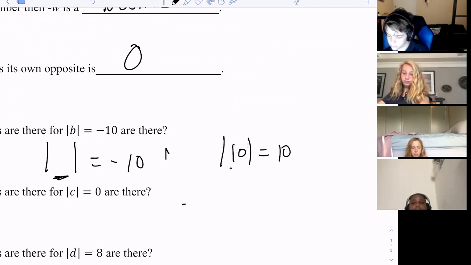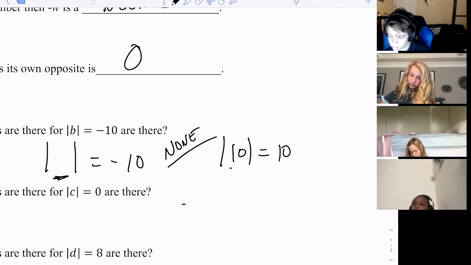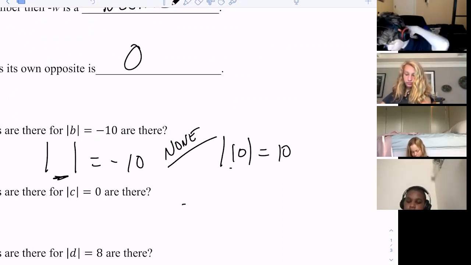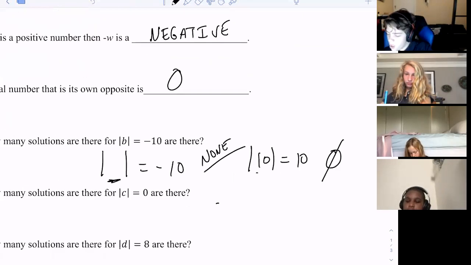So how many solutions are there? In this one, we would say there are none. No solutions. The absolute value cannot equal a negative. I want everybody to write that down as a note. The absolute value cannot equal a negative. So in this case, no solution. That's the symbol. All right.